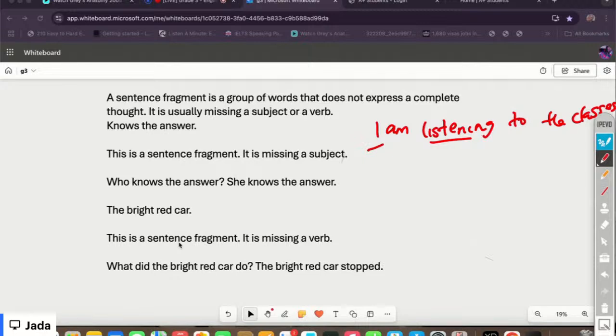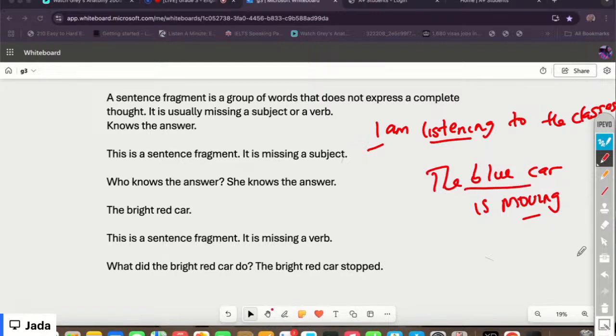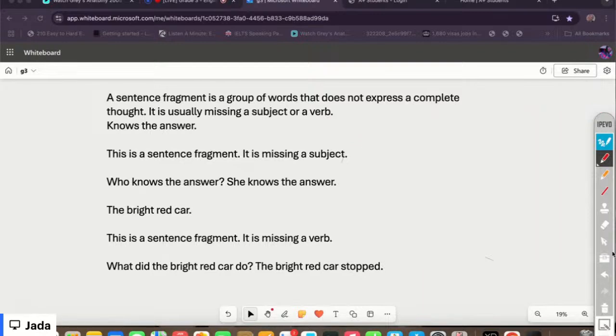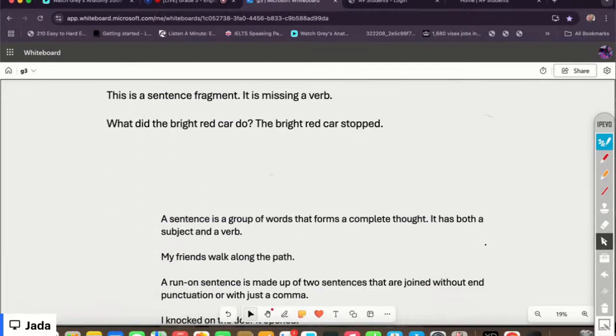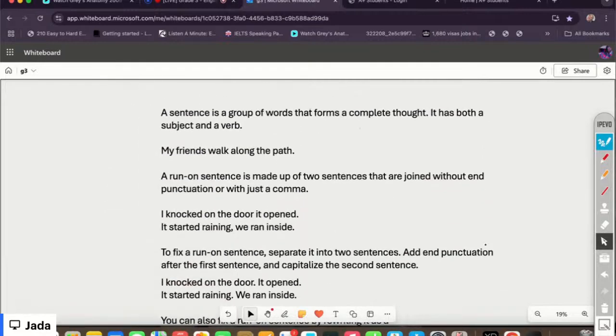Okay, sentence fragment. Exactly. So, we have "the blue car." Okay, so what happens to the blue car? We have no idea. So, it just says the blue car. It could be "the blue car is moving." That is a complete sentence. But if we just say the blue car, then it is incomplete. So that's it for the complete sentence and the fragment. Moving on, we're moving on to the run-on now.